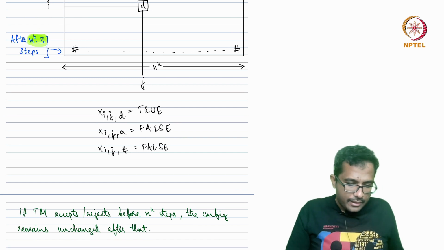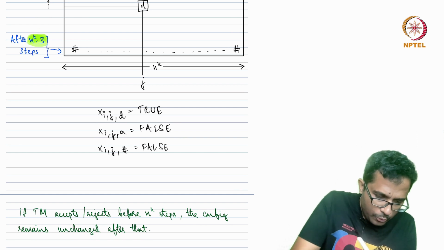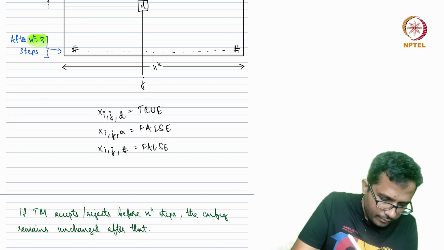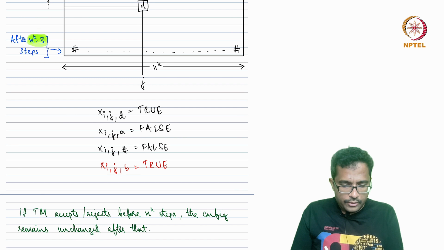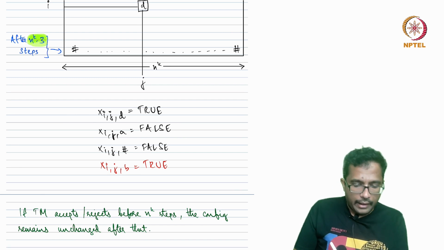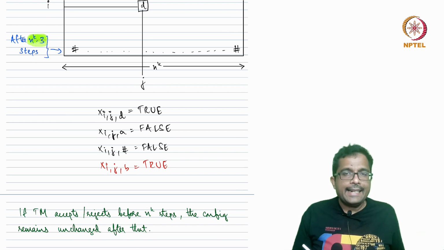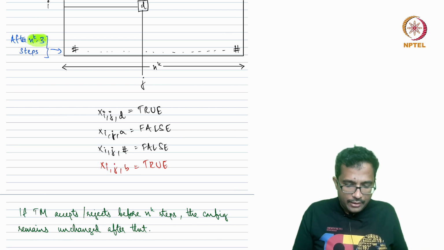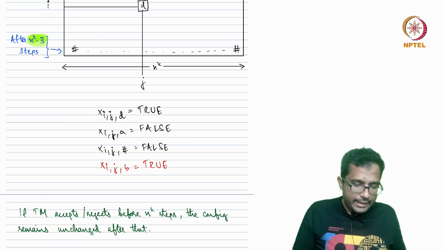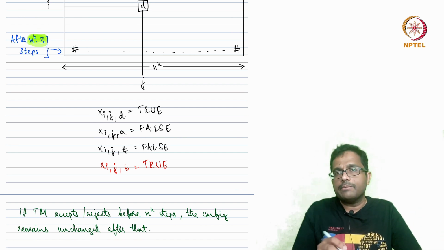So the thing is this, suppose, just for the sake of assumption, that xij b was also true. So we know that xij d is true, and we say that xij b is also true. Now this means that the cell ij contains both d and b. This cannot happen, it is kind of an absurd thing, and it is something we don't want. We want each cell to contain only one symbol. We cannot have two symbols in a cell.